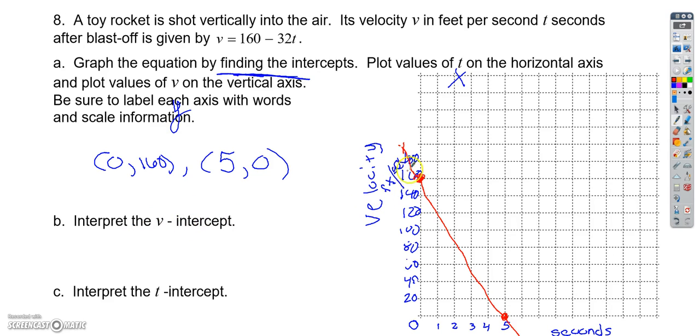Interpret the v-intercept. So here's the v-intercept. At 0 seconds, the velocity is 160. So at 0 seconds, the velocity is 160 feet per second.